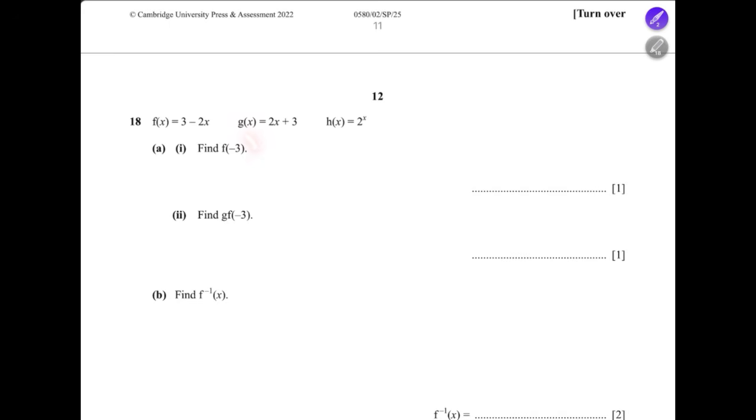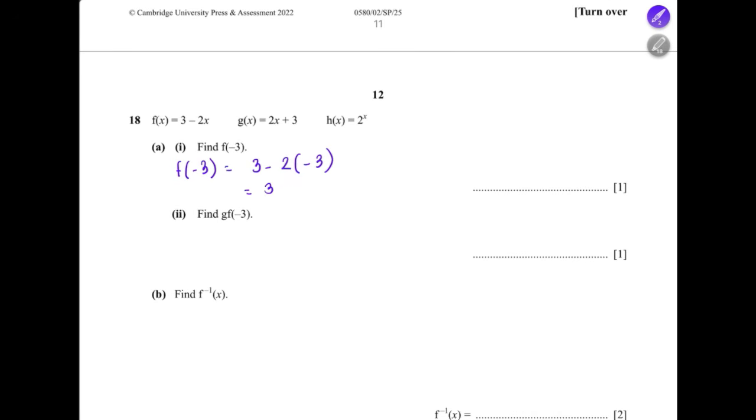The first function is find f of negative 3. That means you have to plug in negative 3 instead of x. So f of negative 3 equals 3 minus 2 of negative 3. This is going to be 3 minus 2 times 3 is negative 6, minus 6. So 3 minus minus becomes plus. 6 plus 3 is 9. Then you have g of negative 3.